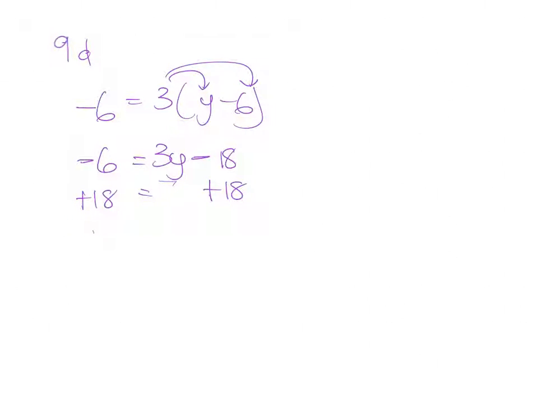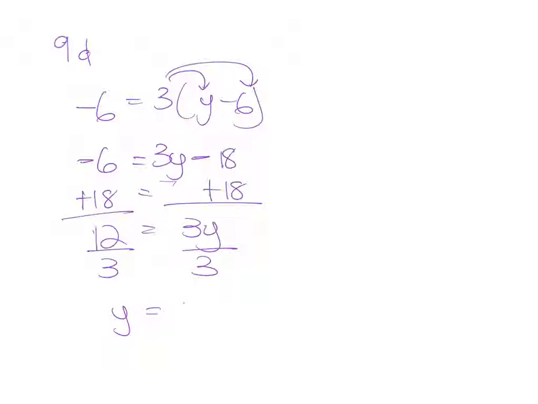So I will get that 12 is equal to 3y. Divide both sides by 3, and I will then get that y is equal to 4.